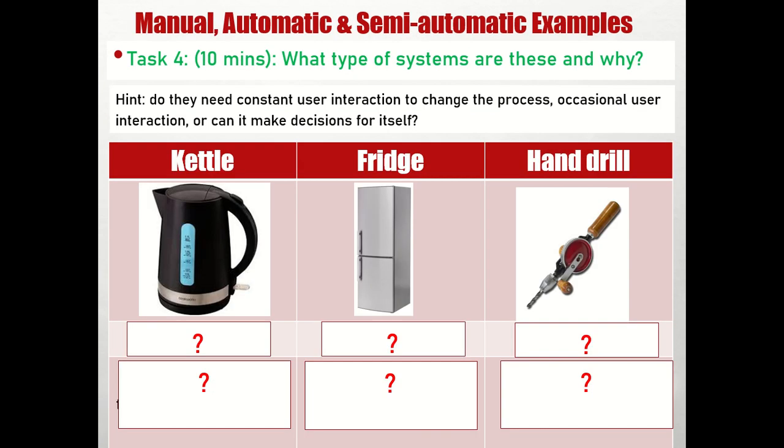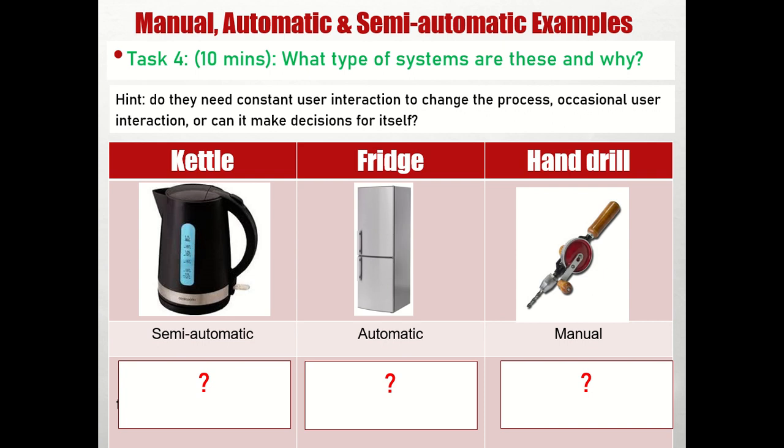Okay, your next task, you're going to draw this table with a little sketch of a kettle, a fridge and a handrail. And I want you to say what type of systems are these and why. So copy that out, pause the video. So what type of system is that? And then give your reasons at the bottom. And that's the same for each 3. Pause now. You should have done now. And the answers, if you're interested, are all semi-automatic, automatic and manual.